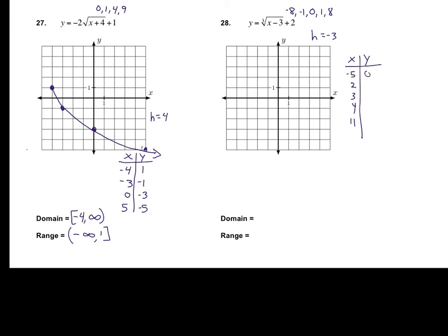We're going to plug those numbers in. We get 0, 1, 2, 3, and 4. So now we're going to plot our graphs. Negative 5, 0, 2, 1, 3, 2, 4, 3, and if you had more room, it would go 11, 4. So our graph's going to look like that. Domain, all real numbers. Range, all real numbers.